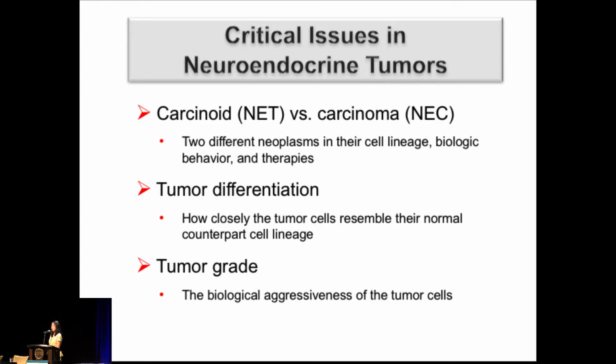What that means is how closely the tumor cells resemble their normal counterpart cell lineage. In terms of neuroendocrine tumor, how closely they resemble the cells from the so-called diffuse neuroendocrine cell system. Tumor grade usually represents the biological aggressiveness of the tumor. It doesn't really tell exactly what kind of tumor it is, because sometimes, on rare occasions, a well-differentiated tumor can have a higher grade.